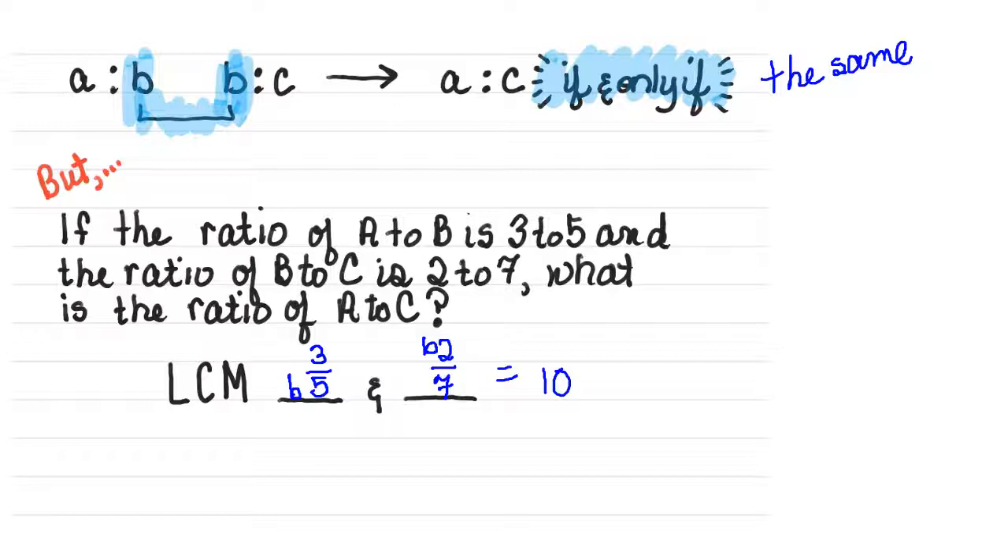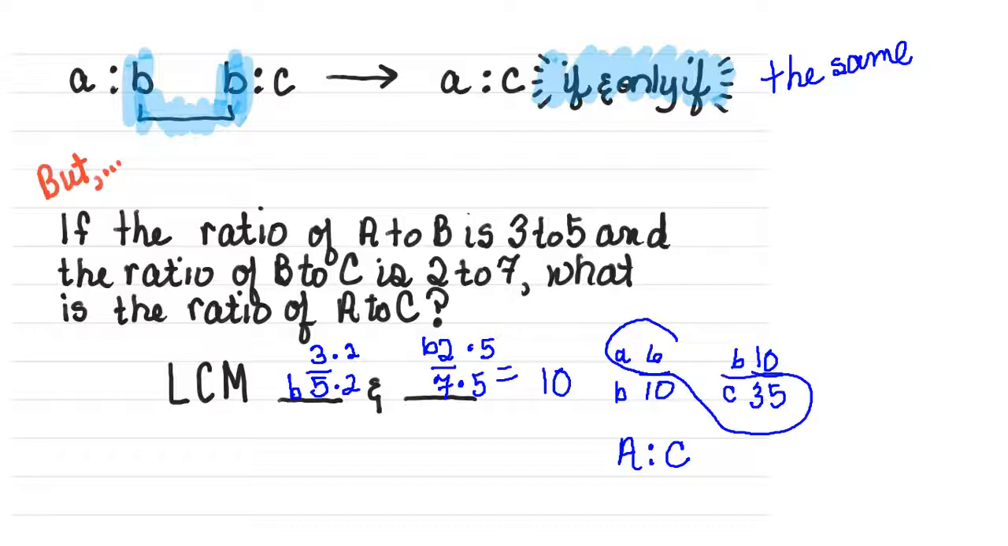Now, changing these fractions to be equivalent to what it takes to have a 10 here, I'm going to multiply these by 2, which is going to give me a 6 to 10. And I have to multiply this by 5 so that our B's have the least common multiple, and we get a 10 to 35. So therefore, our ratio of A to C, again, we can look at this as A to B, B to C, and we need A to C, our ratio is going to be 6 to 35.